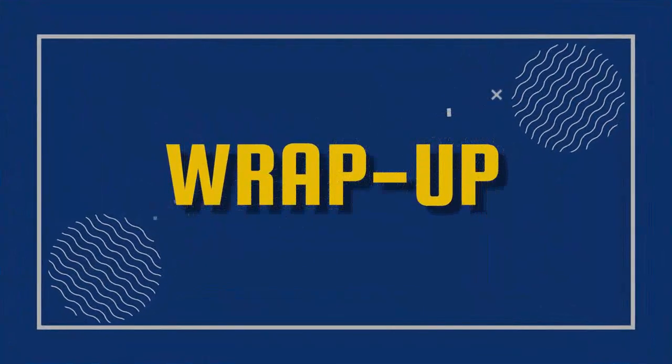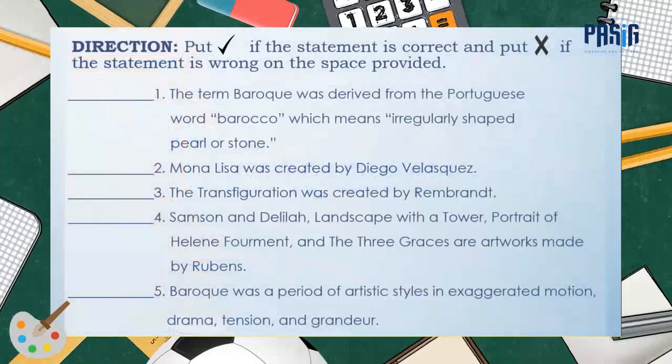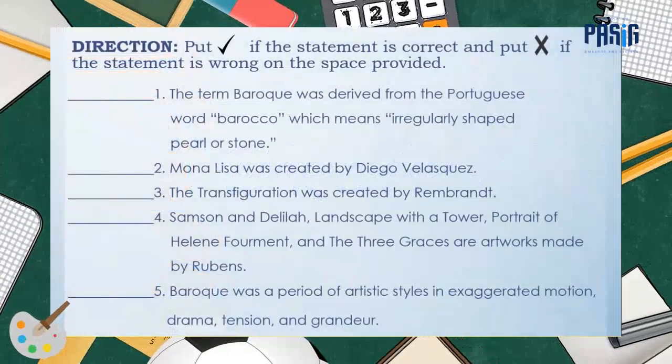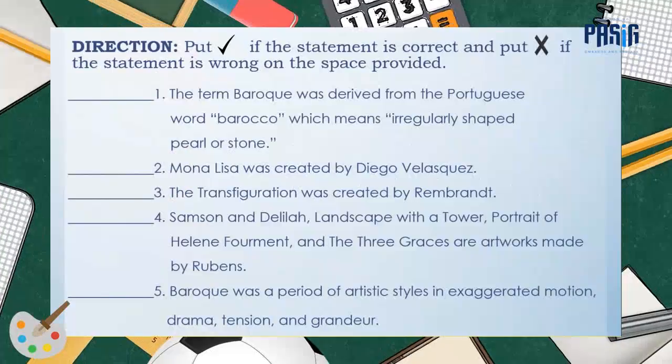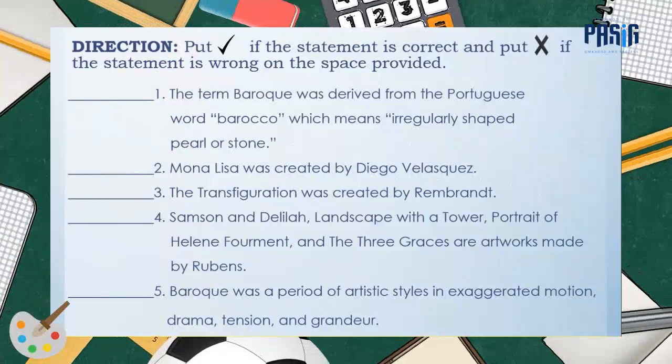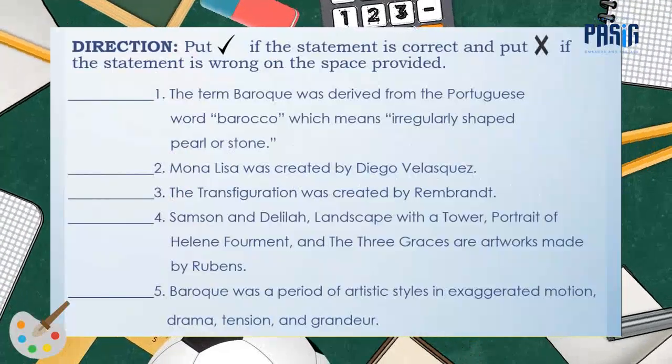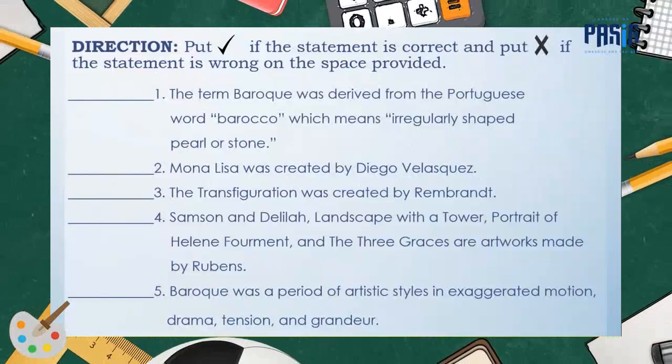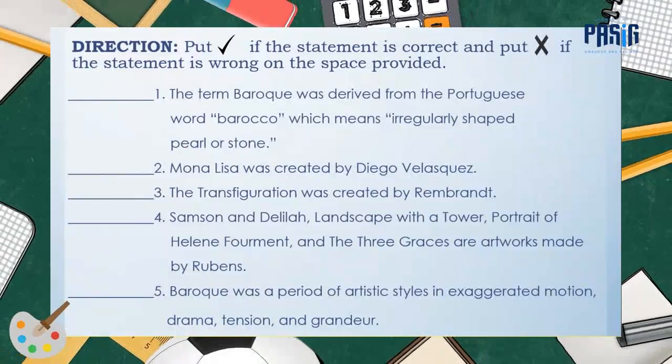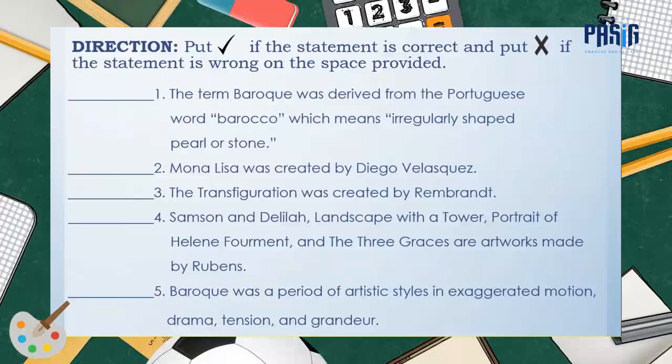Now, let's have a wrap-up activity. Put a check symbol if the statement is correct and put a cross if the statement is wrong on the space provided. Number 1. The term Baroque was derived from the Portuguese word barroco, which means irregularly shaped pearl or stone.